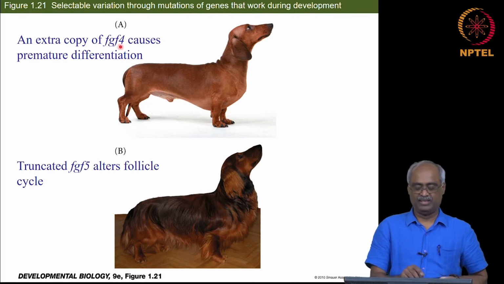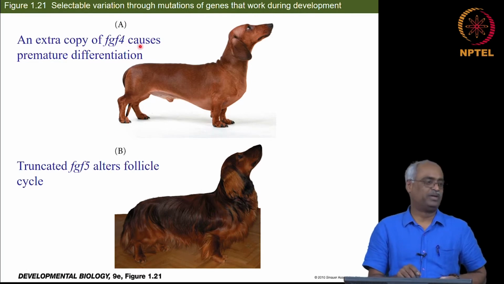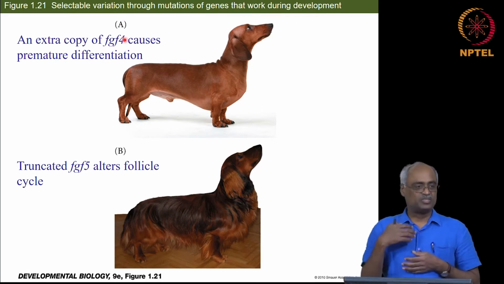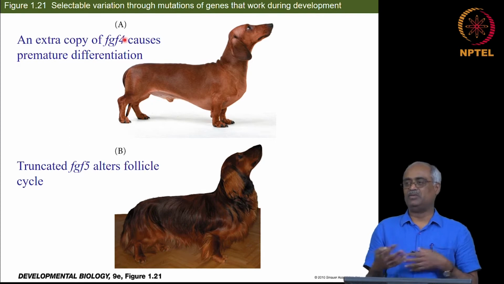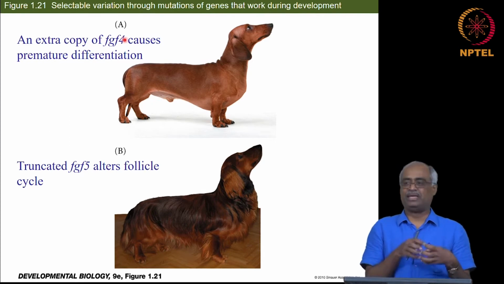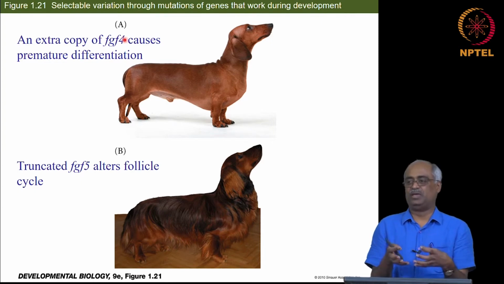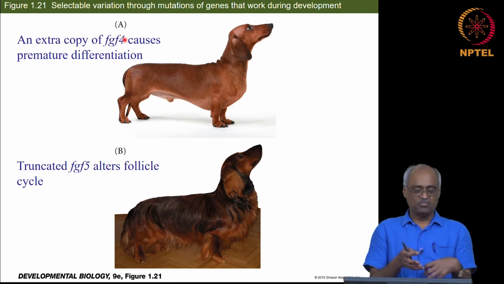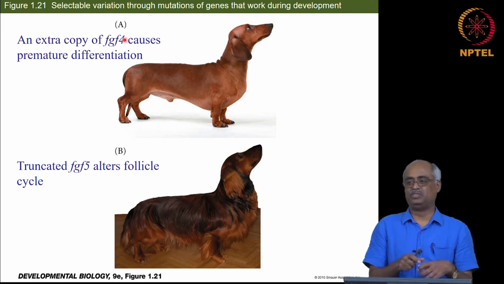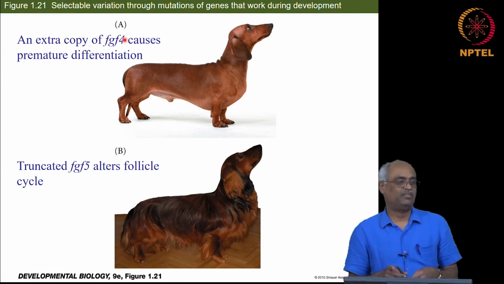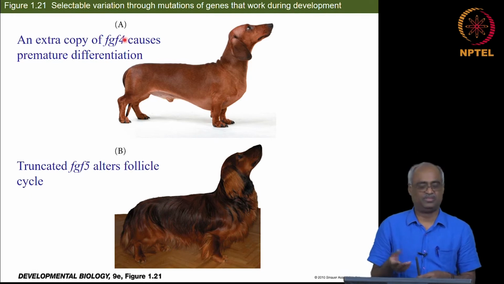All you needed is an extra copy or overexpression of a certain factor that stimulates differentiation. When you have too much of that, before you make enough of those cells, you differentiate. Therefore, you make a shorter organ. Had you made more cells and then differentiated, you would have had a longer leg. So, one gene change could provide that variation that was required for the selection.